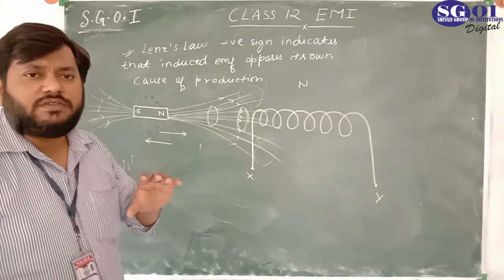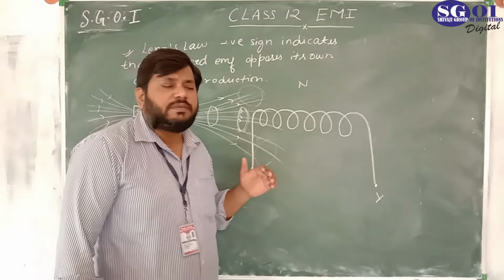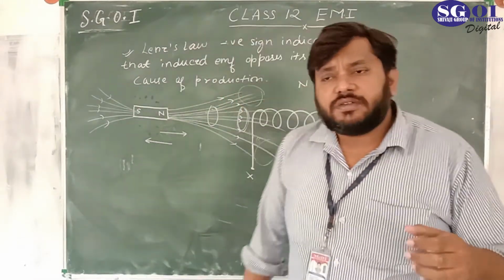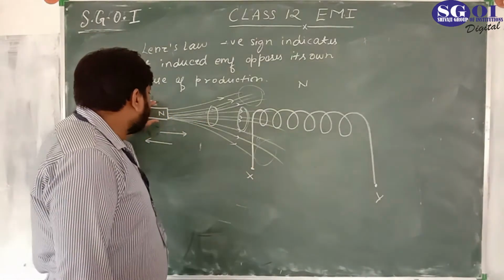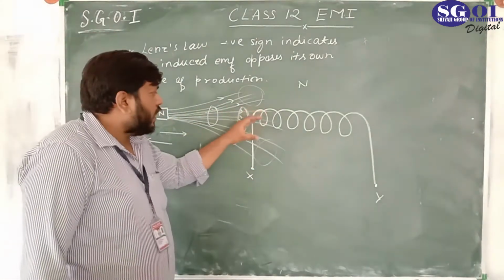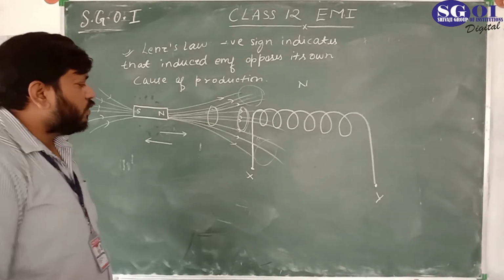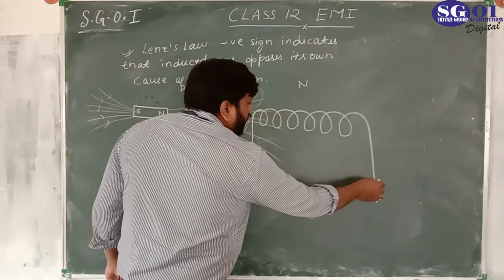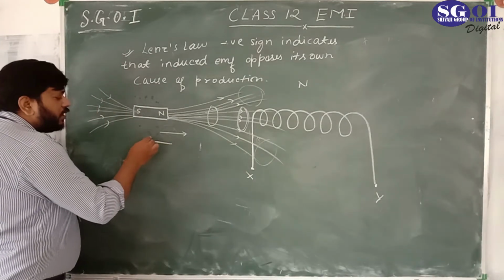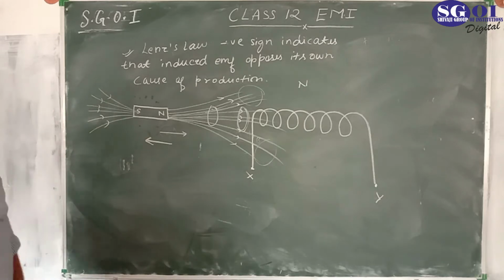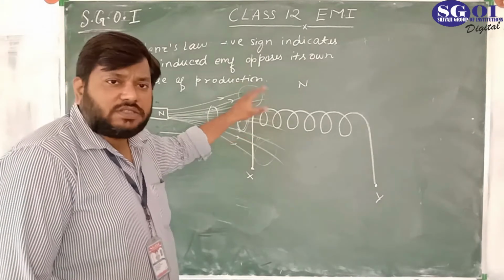We need only change. We don't need to know whether the flux is increasing or decreasing. It doesn't matter. What matters is whether the flux is changing or not. So when we move this magnet towards the coil, obviously there is a change in magnetic flux linked with the coil. Then EMF will be induced at the ends of the coil. In the same way, if you move the magnet in the opposite direction, obviously there is also a change, but the magnetic field lines would decrease.